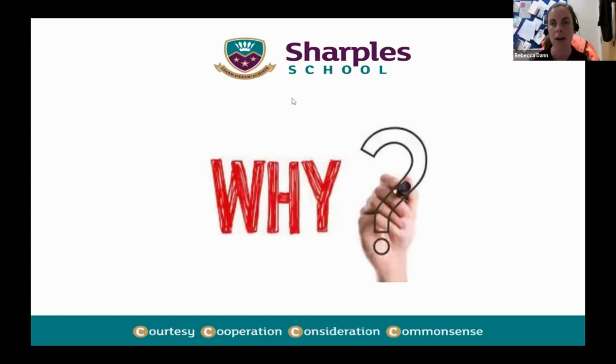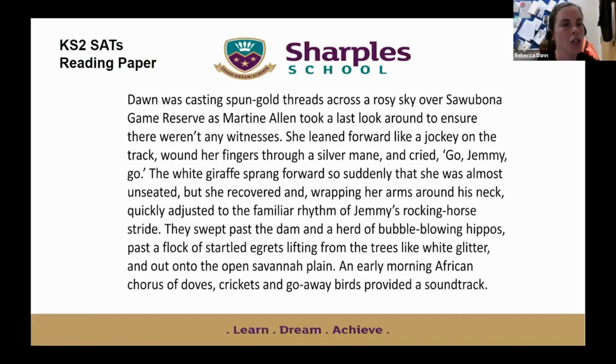First of all, start with the why. This is something that Alex Quigley shows when he presents. He looks at the Key Stage 2 SATs paper, from a few years ago. And you can see from the very first line, "Dawn was casting spun gold threads across a rosy sky over Soambona Game Reserve." Already you can see the high expectations of vocabulary at Key Stage 2.